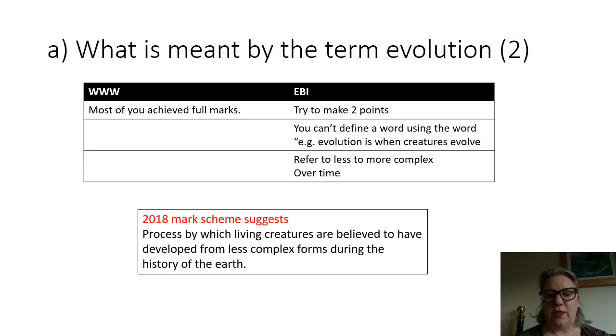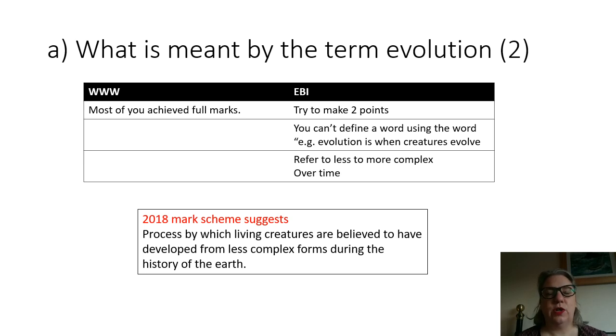So let's start with the first question, which was a question that was asked in the 2018 exam, an exam that I was on the Eduqas examiners board for. So I marked this myself and I can remember the feedback that we were given. So the 2018 mark scheme for the question, what is meant by the term evolution, is the process by which living creatures are believed to have developed from less complex forms during the history of the Earth.